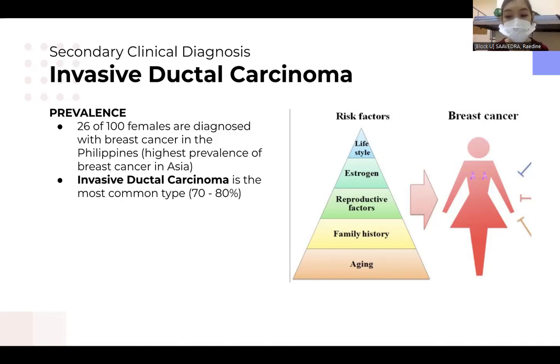Next, reproductive factors such as early menarche, late menopause, nulliparity, late age in first pregnancy, and estrogen or hormonal therapy can increase the risk as breast tissue is highly responsive to the proliferative effects of estrogen. However, patients who have already discontinued estrogen and or hormonal replacement therapy for more than 10 years have reduced risk of breast carcinoma.